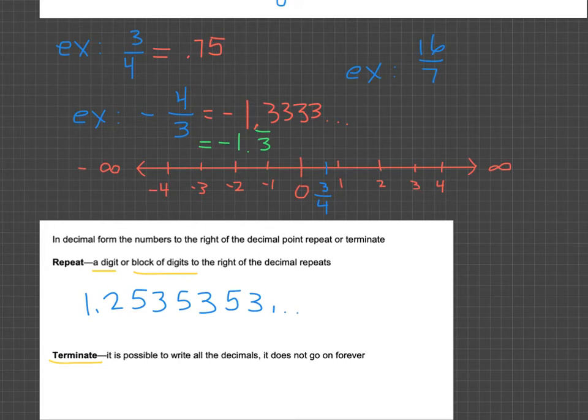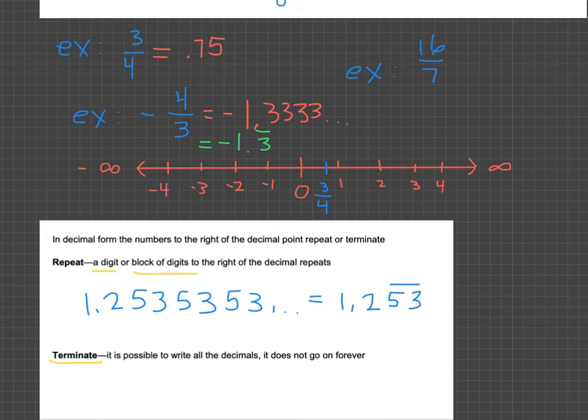So what repeats is just the 53. So we could write that as 1.253. Now, when we go to put the line over the repeating block, it's just the 5 and the 3 because the 2 doesn't repeat. That just shows up one time.